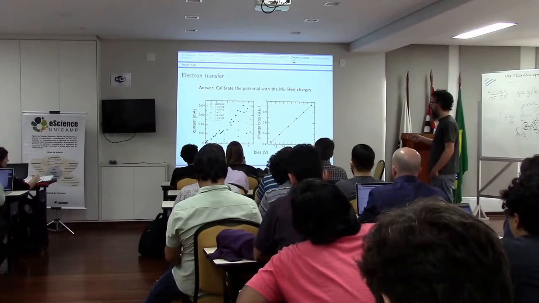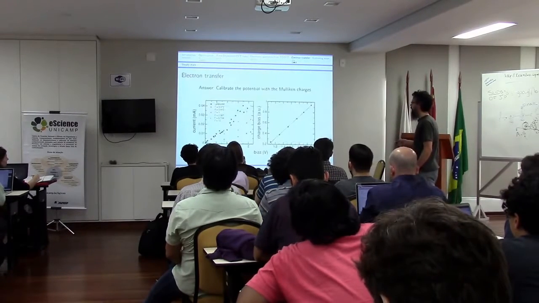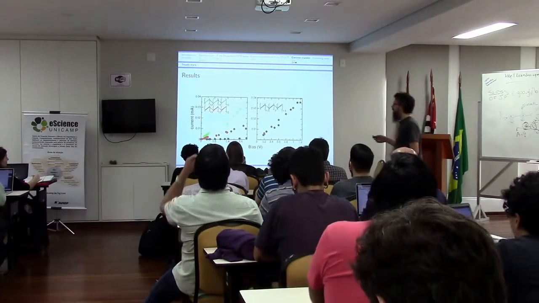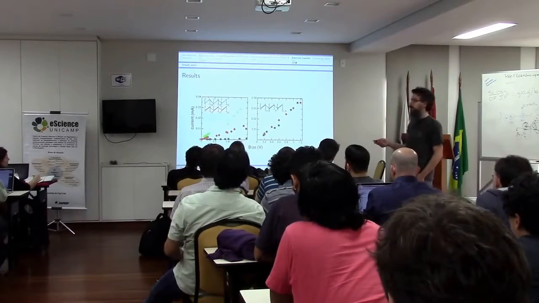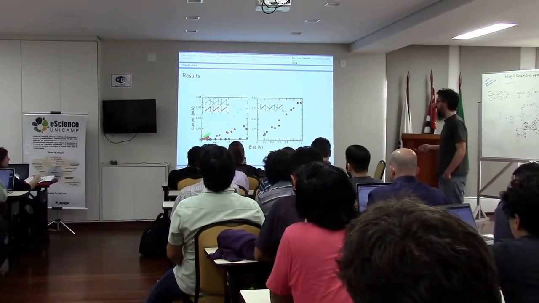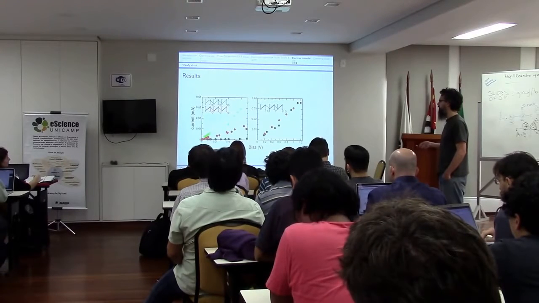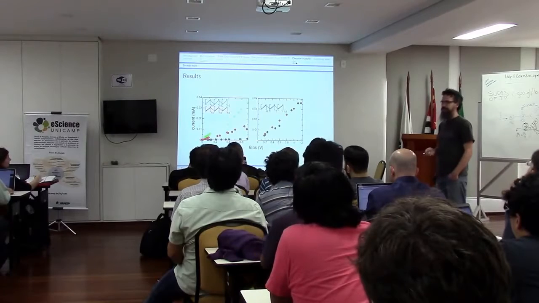What more? Okay. And here we have something very amazing. We have learned, for example, that the alkenes are more conductive than alkanes.